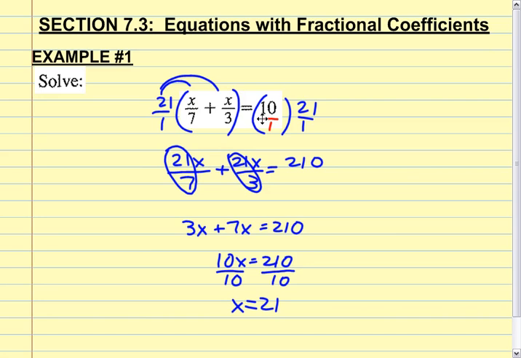The reason that we found that common number is so that all the denominators would cancel out. So I'm not working with fractions anymore. I just make it nice integer coefficients and just solve for x.